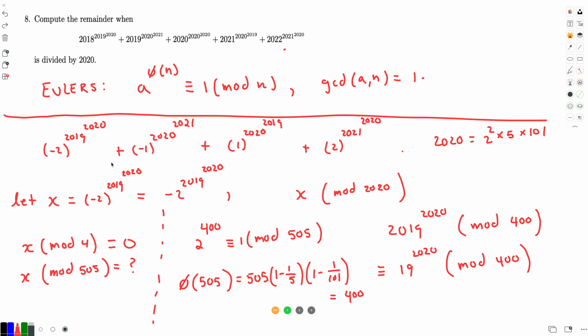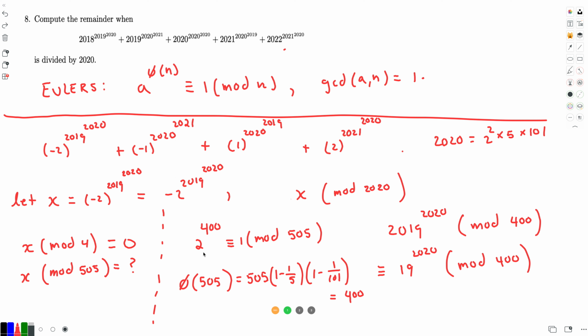So let's first start with the left. Let x equal negative 2 to the 2019 to the 2020, which will just be equal to negative 2 to the 2019 to the 2020, because this number is obviously odd, and raising negative 1 to an odd power will give us the negative 1. Okay, so now what we want to do is reduce this modulo 2020.